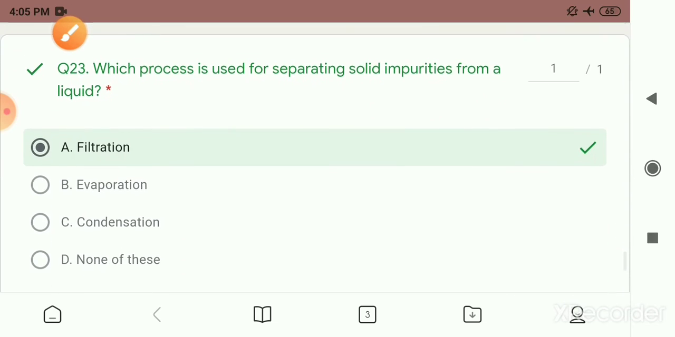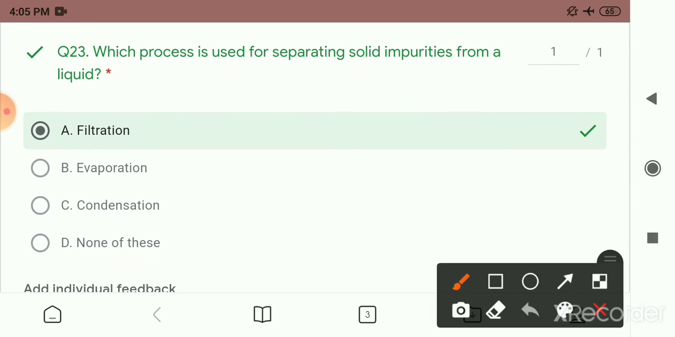Next, 23rd number. Which process is used for separating solid impurities from a liquid? If the impurities are in the solid state or not dissolved in water, how can we separate them from the liquid or water? The options are filtration, evaporation, condensation and none of these. So your answer is option A, that is filtration. In filtration, with the help of filter paper, we can separate the solid impurities from the given liquid.